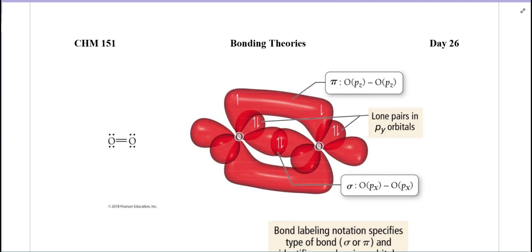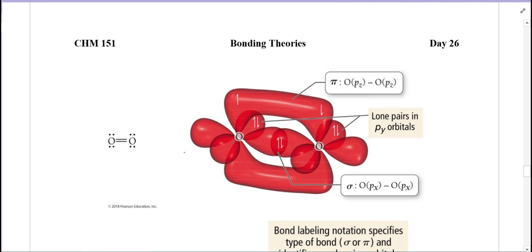Hey guys, let's talk about these orbitals now in the molecules. So now we talked about valence bond theory, MO theory. Let's just look at this. O2 has this Lewis structure and this orbital diagram.